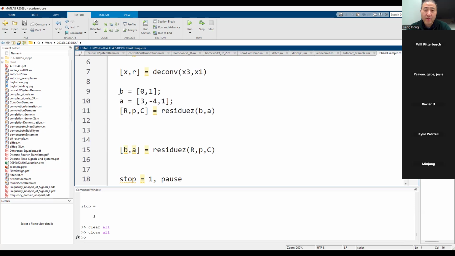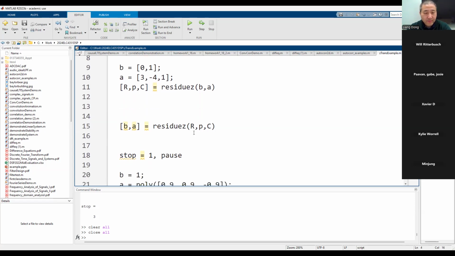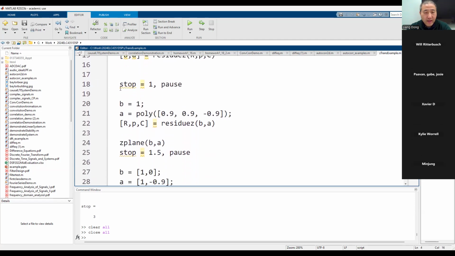The b's, b0, b1, b2, are the polynomial coefficients of the numerator polynomial. The a's are the parameters of the denominator polynomial of my rational function. So we did that. Now let's look at what comes after that, from line 20.